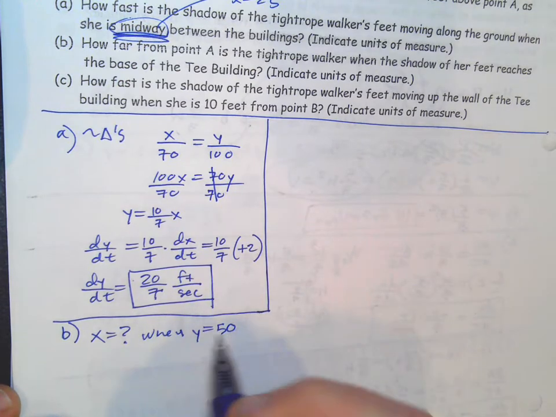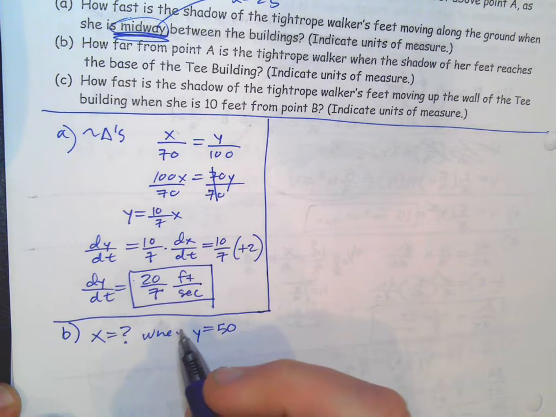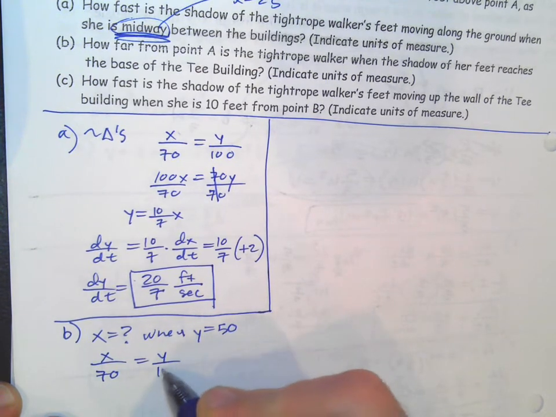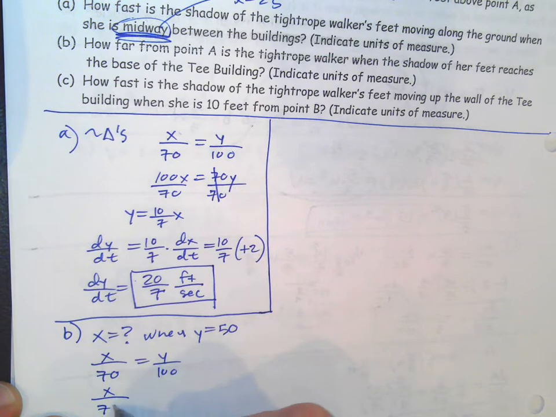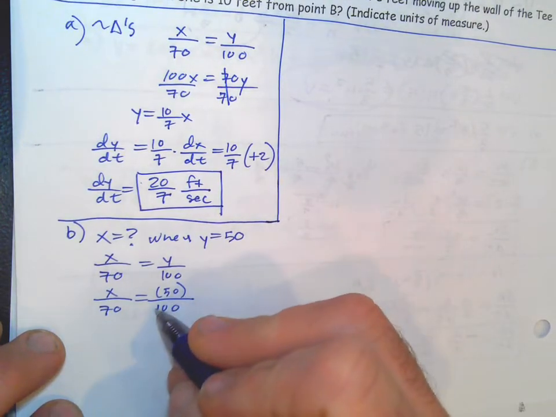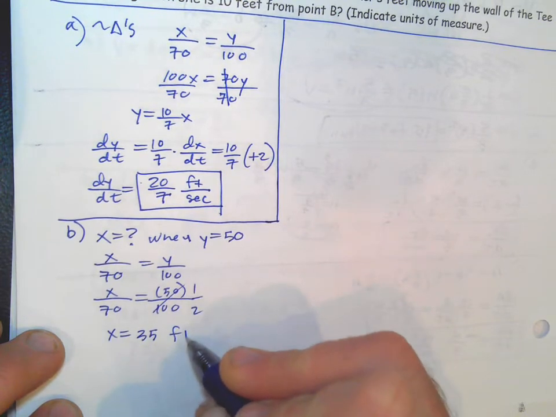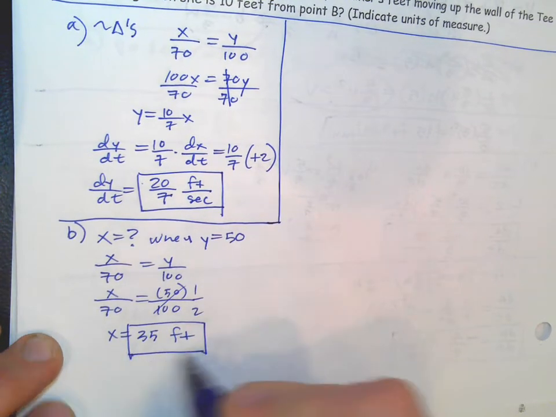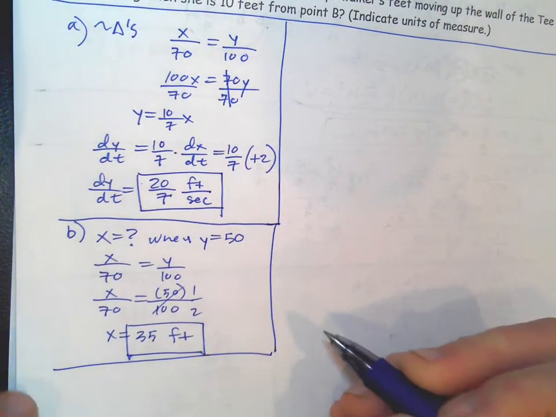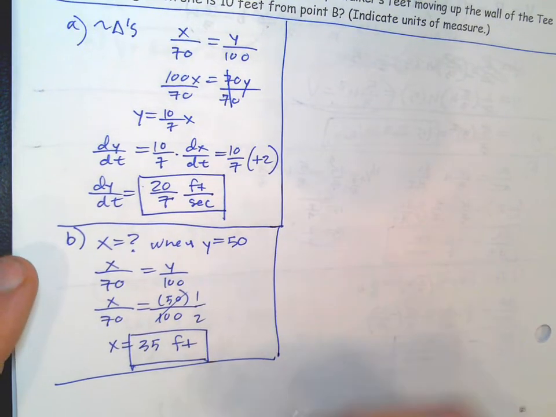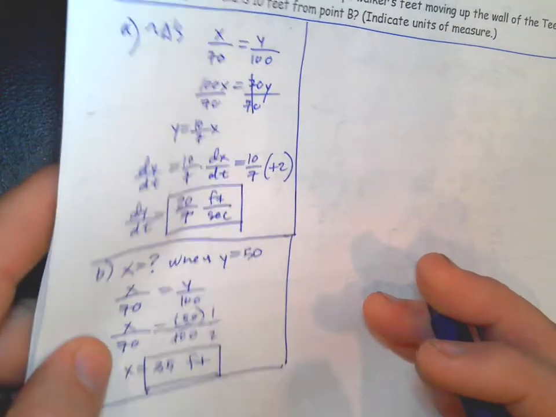So we're going to use the same similar triangles. x over 70 equals y over 100. And we're going to plug 50 in. So we're just trying to find a missing side of similar triangles. So that's going to be 1/2. So x is going to be 35 feet. Now, I'm not boxing the x because that's a variable I created. Someone else might have used x for something else. So maybe we need this for something else. I don't know. We'll see.